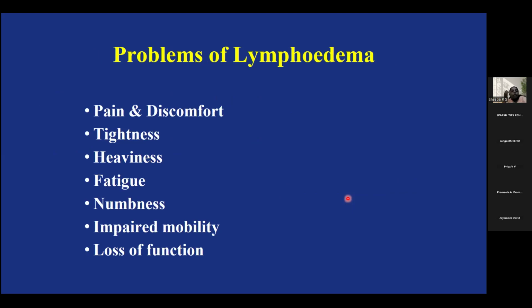Coming to the problems: just imagine one limb is normal and the other one is big because of the fluid volume. Pain and discomfort will be there. Tightness and heaviness will be there. They will not be able to move the affected limb without support. Fatigue, numbness, and impaired mobility will be there. Loss of function. So these are the physical problems of lymphedema patients.